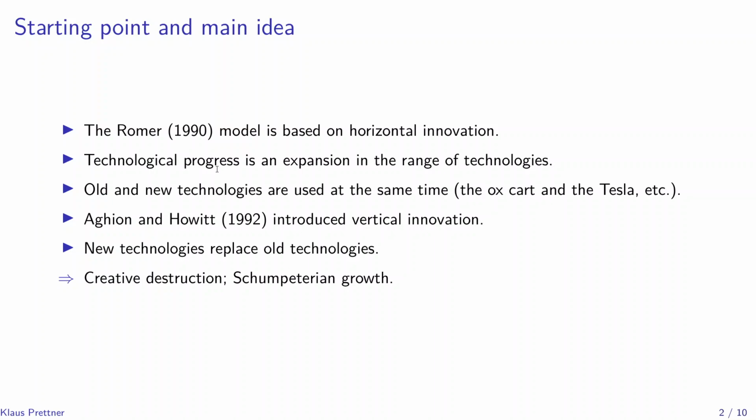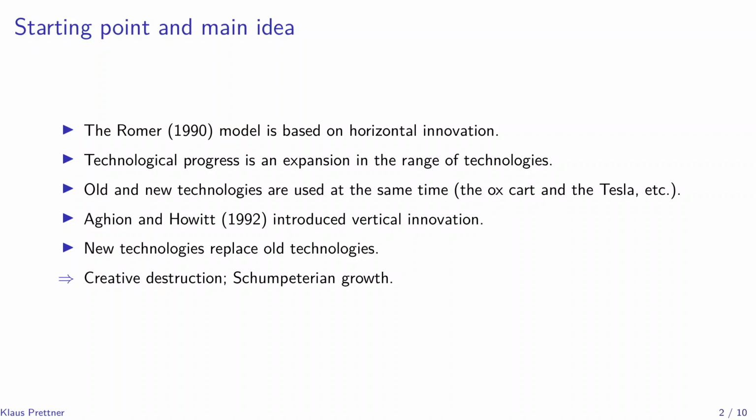However, it also implies that at a certain point in time, all technologies that have been invented before, so all old technologies and the new technologies, are used at the same time in production. So for example, the ox cart is used as well as the Tesla, and very modern technologies are used with very old ones.